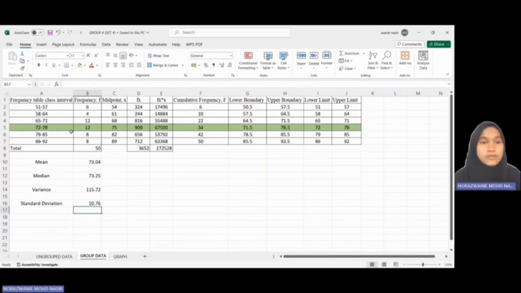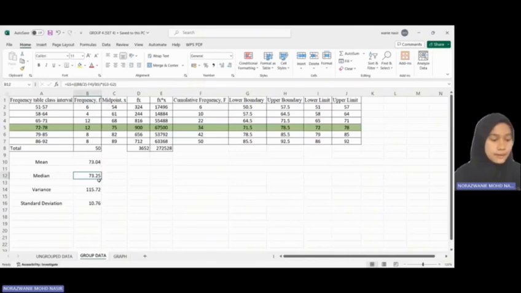For the mean, the formula is you need to take the total amount of data over the total number of data, and you will get this answer. The next we are going to calculate the median, which is lower boundary plus, open bracket, the total number of data over 2 minus frequency before the class over frequency of the median class, close bracket, and multiply by the size of the class.